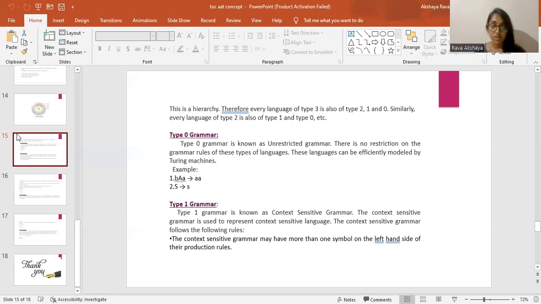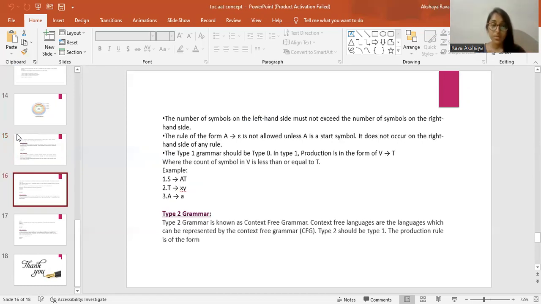Type 1 grammar is known as context-sensitive grammar. The context-sensitive grammar is used to represent context-sensitive language. The context-sensitive grammar follows the following rules. It may have more than one symbol on the left-hand side of its production rules. The number of symbols on the left-hand side must not exceed the number of symbols on the right-hand side. A rule of the form A implies lambda is not allowed unless A is a start symbol and it does not occur on the right-hand side of any rule.